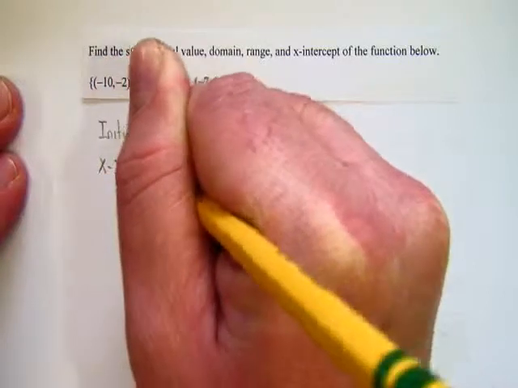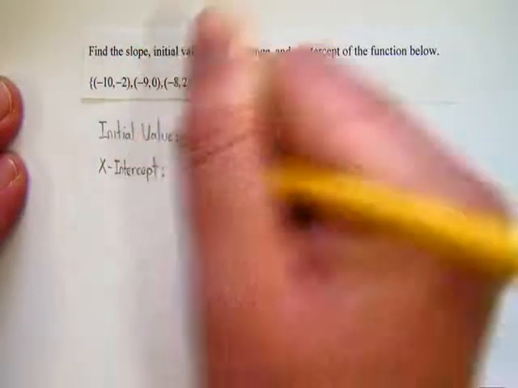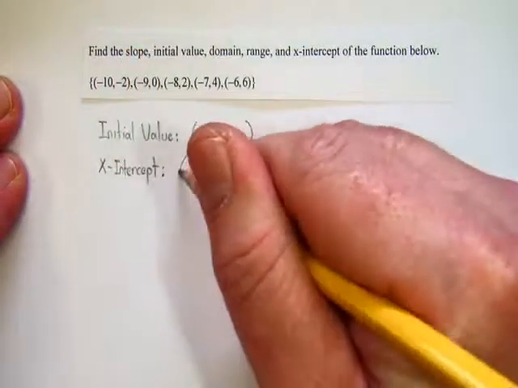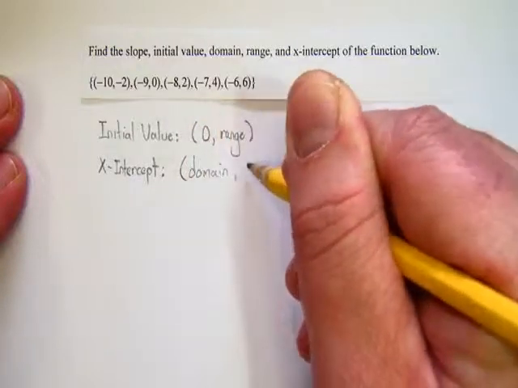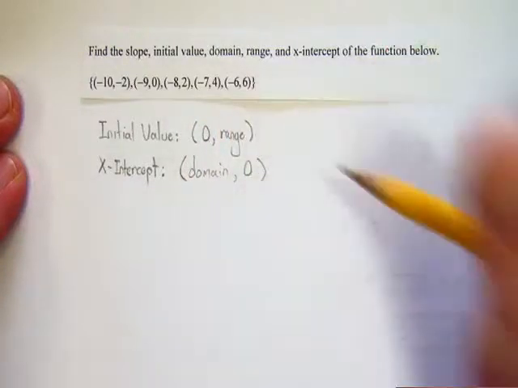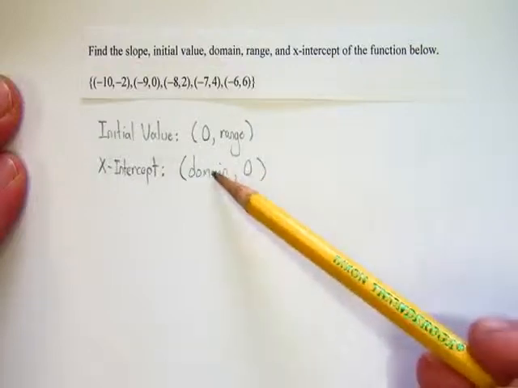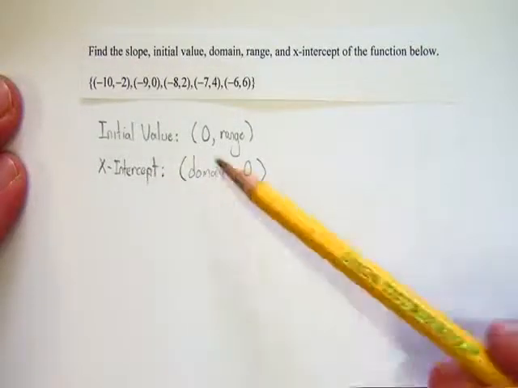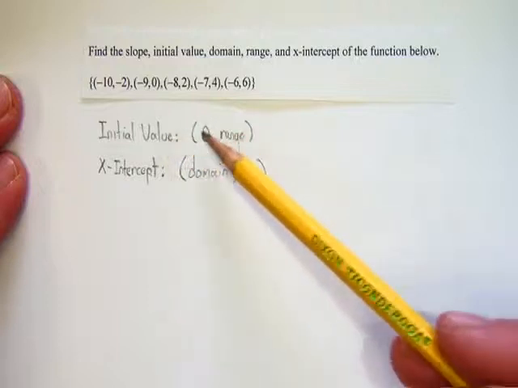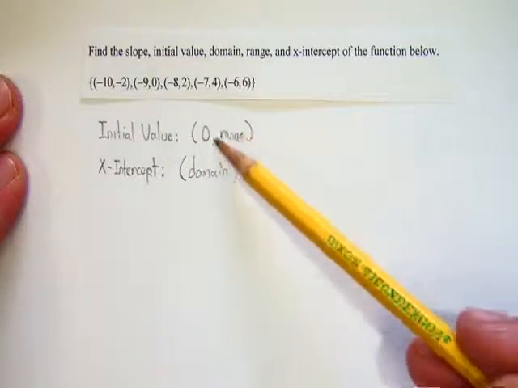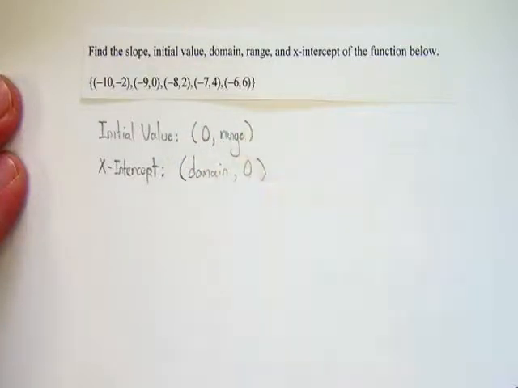which is also called a root or a 0, the x-intercept will be just the opposite. You'll have some domain value that's paired up with a 0 in the range. So when you see a 0 in the range, the domain value is the x-intercept. The initial value, which is also called the y-intercept, will have a 0 in the domain and will be interested in the number that is in the range.